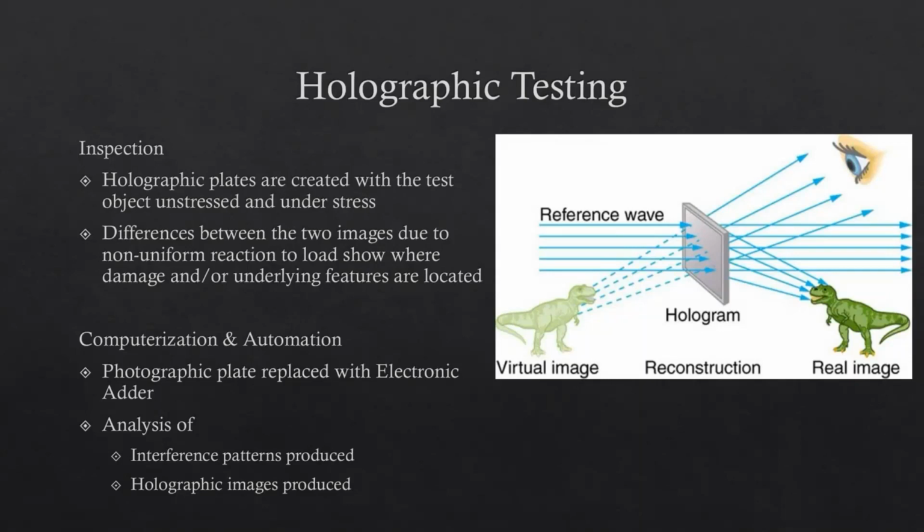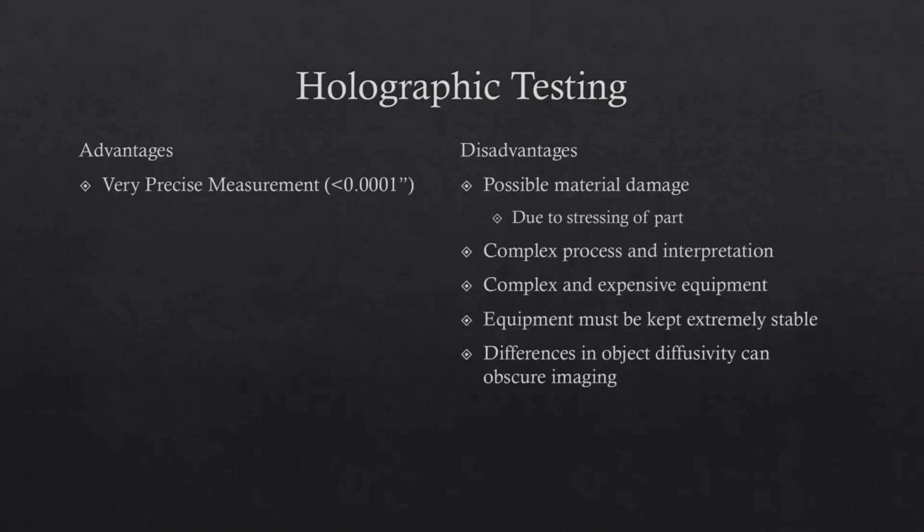And so that can be used then to look at the condition of our part. This is a very, very accurate method. It's very precise. It can find things smaller than a 10,000th of an inch. In fact, it's gone beyond that even nowadays. But it does have some big disadvantages.